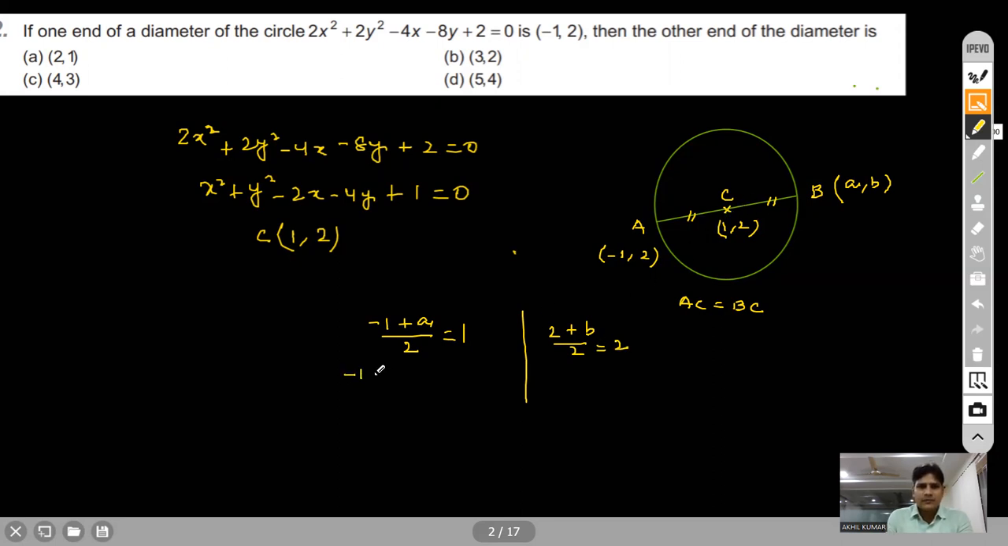So from here, I get minus 1 plus a is equals to 2, or we can say a is equal to 3. And what will be b from here? 2 plus b is equals to 4. So b will be equal to 4 minus 2, that will be 2. So 3 comma 2. 3 comma 2 will be the coordinates of B. So this will be our correct answer, option number B.